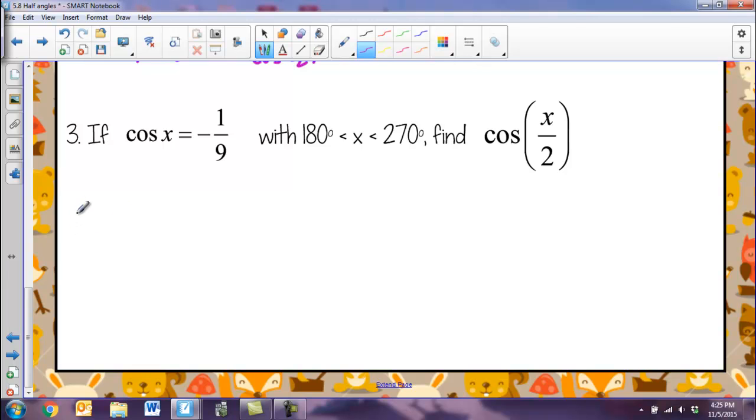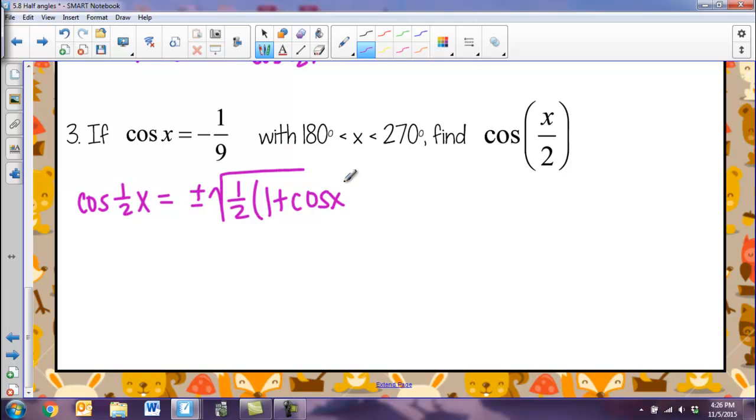So cosine of x over 2 is the same thing as saying cosine of 1/2 x. So I can use that formula chart and find out that this is what I'm looking for. So I'd have 1/2 times the cosine, 1 plus the cosine x. Oh, my formula chart just fell down. Okay. So this is the formula I'm using.